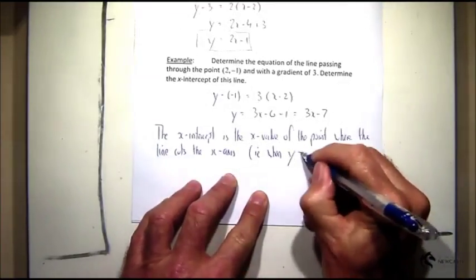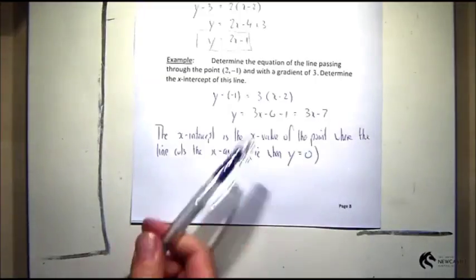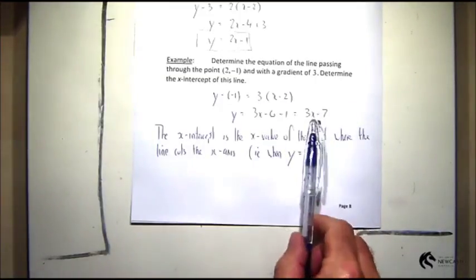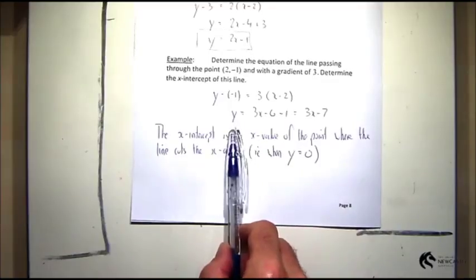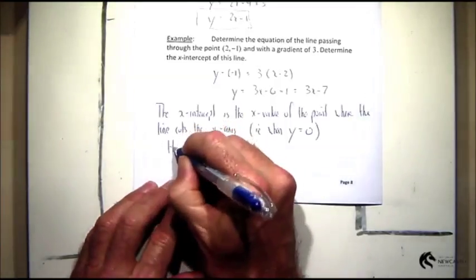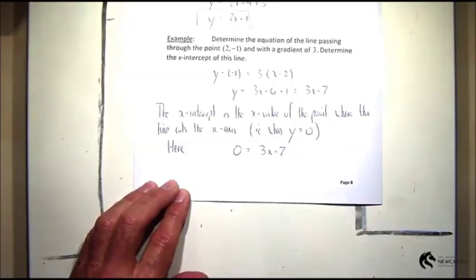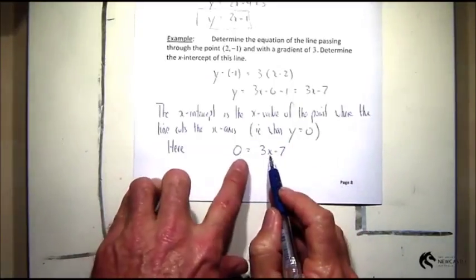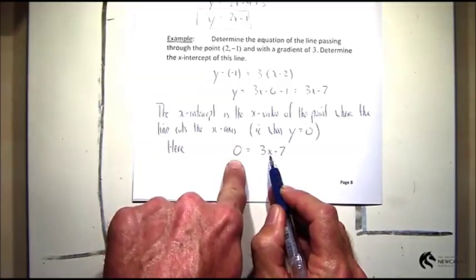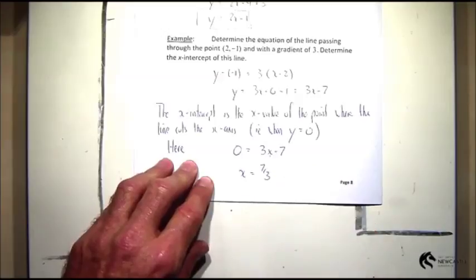I was just going to finish that sentence off. It says when y is equal to 0. Okay, so we're going to find the equation. Here's the equation of the line. We want the x value when y is 0 because that is the point where it cuts the x-axis. So here, I solve this equation. 0 is equal to 3x minus 7. So I'm trying to find the x value when y is 0. And when I solve that linear equation in one variable, I get 7 on 3. So that's my x-intercept.